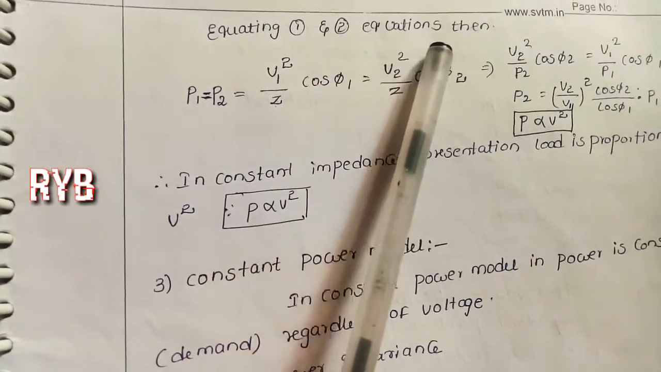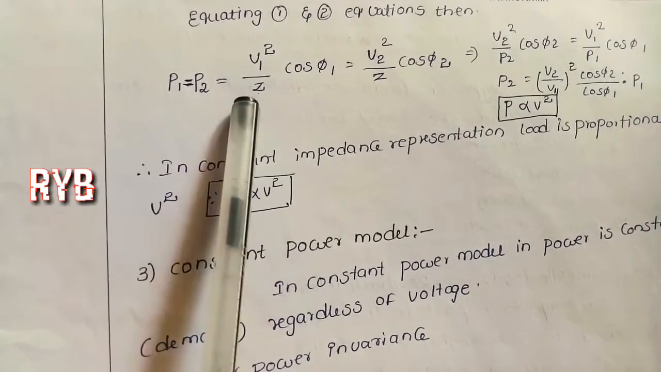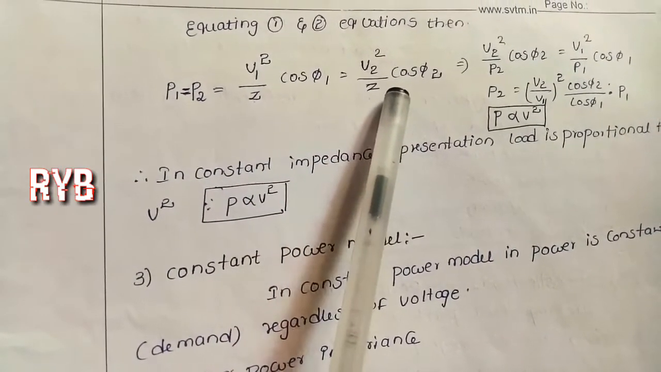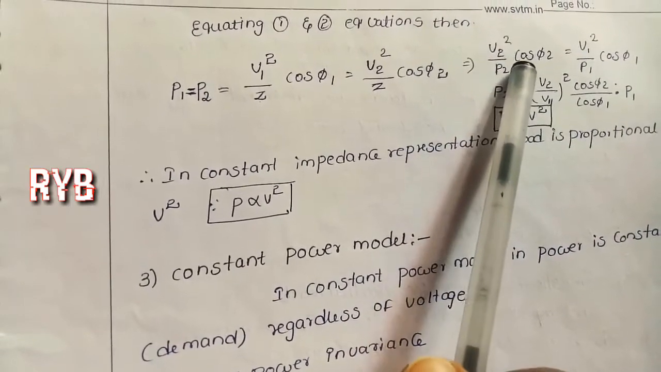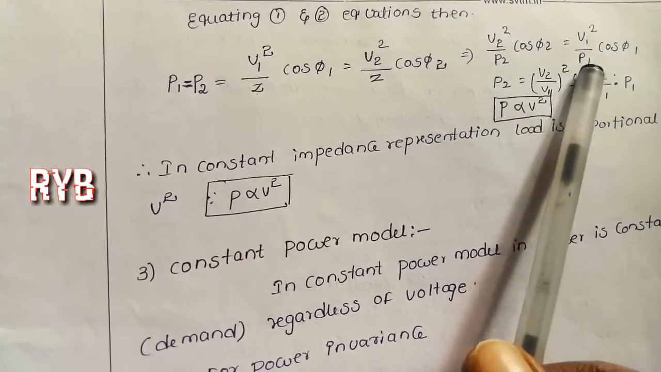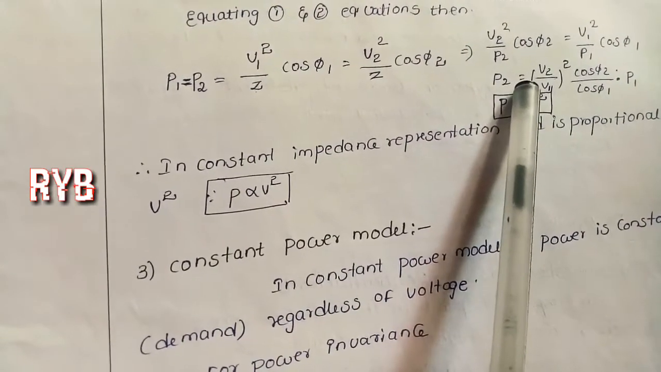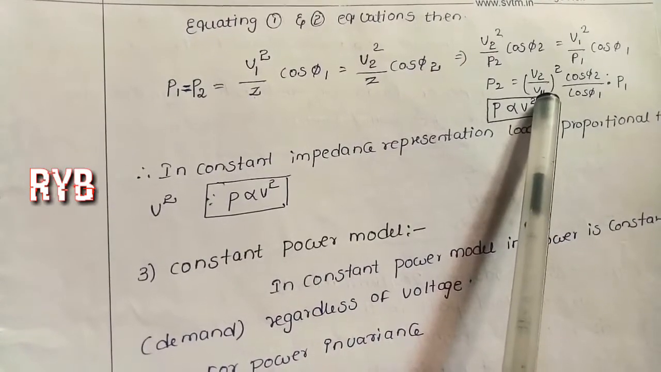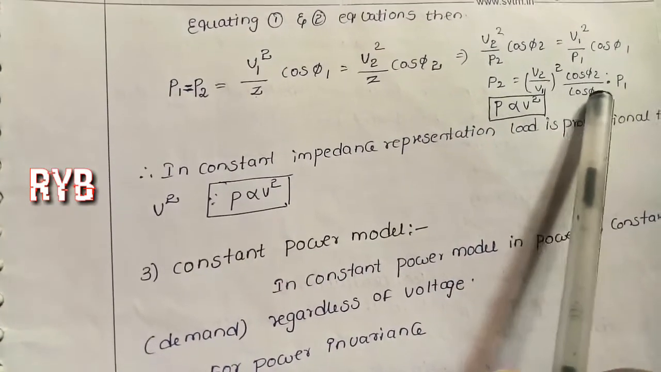Equating equations 1 and 2, we get P1 = P2, that is, V1 square by Z cos phi 1 equals V2 square by Z cos phi 2. From that, V2 square by P2 cos phi 2 equals V1 square by P1 cos phi 1. We can write it like that. Therefore, P2 equals V2 square by V1 square, cos phi 2, into P1.